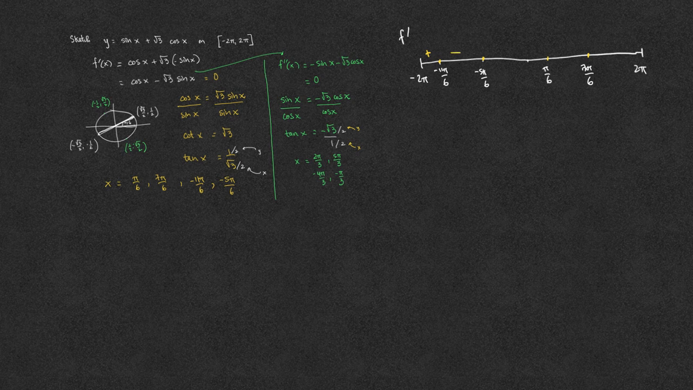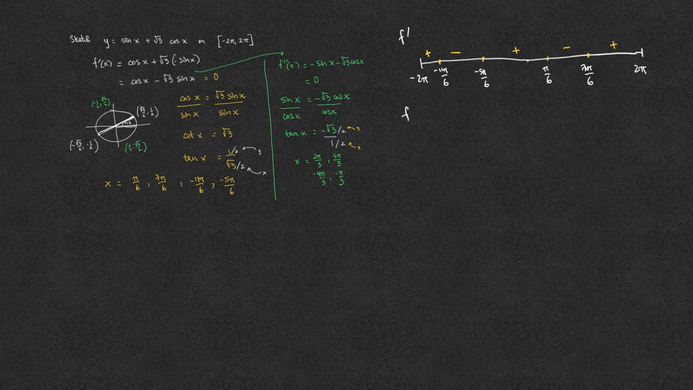And then we keep doing it for each of the subintervals. For negative 5 pi over 6 to pi over 6, we might as well pick 0. Again, any number between the endpoints in each of the subintervals. If we plug 0 into the first derivative, we have cosine of 0 is 1 and sine of 0 is 0. 1 minus 0 is positive. And again, we keep doing this for each of the subintervals.